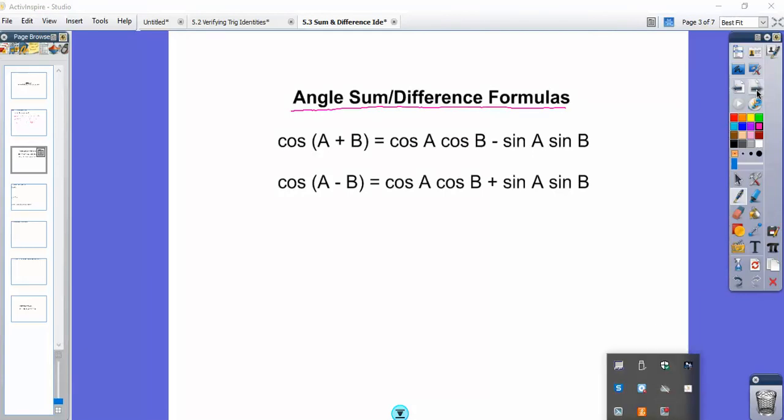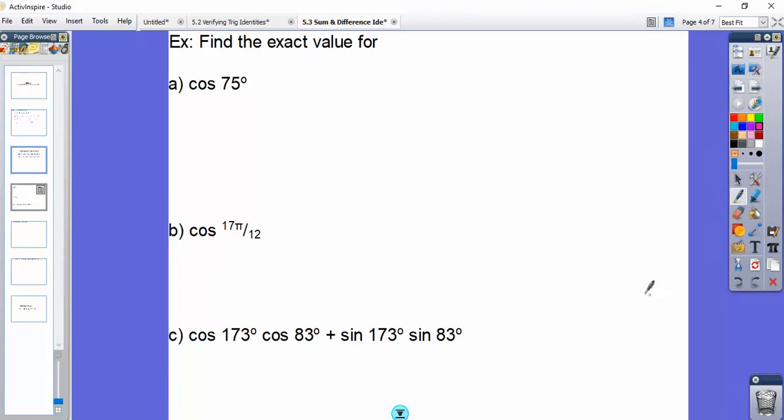Alright, let's look at a problem. Let's say I asked you to find the cosine of 75 degrees. You could use the calculator and give me a decimal, but let's say I said exact value. Exact value means in terms of radicals. Well, 75 is not one of the angles that we learned on our unit circle. So we have to rewrite 75 using angles that we do know. So pull out one of your old circles if you need to.